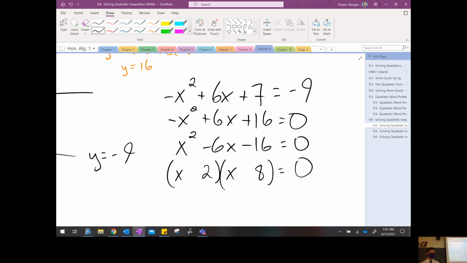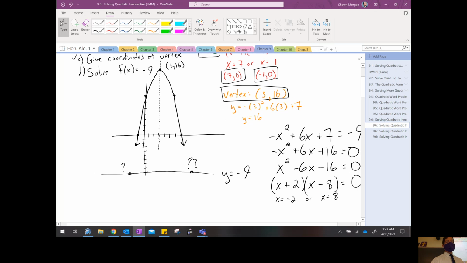I need you to help me figure out my signs. Should the 2 be positive and the 8 be negative, or vice versa? What would you like? Very good. So the 2 needs to be positive, the 8 needs to be negative. Again, we check it by doing what, class? Foiling it out. All right, so my answers here would be x equals -2 or x equals +8.